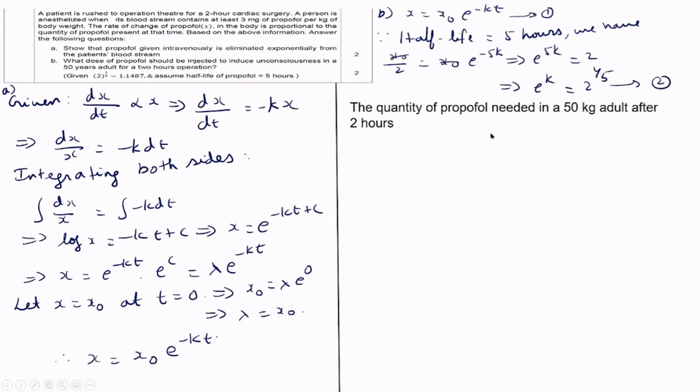Now the quantity of propofol needed in a 50 kg adult after 2 hours. So here the patient should be unconscious for 2 hours. So after 2 hours, the quantity of propofol which is needed in a 50 kg adult will be 3 into 50, because for every kg of body weight 3 mg of propofol is needed. So the quantity of propofol needed in a 50 kg adult after 2 hours will be 3 into 50 mg, which is 150 mg.